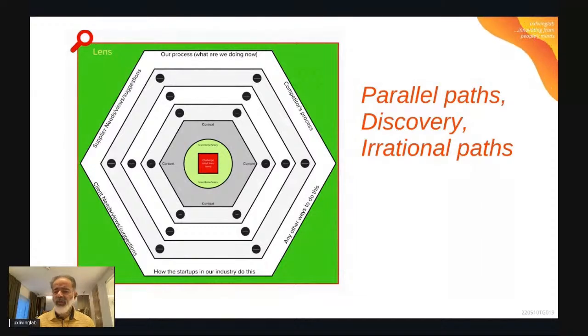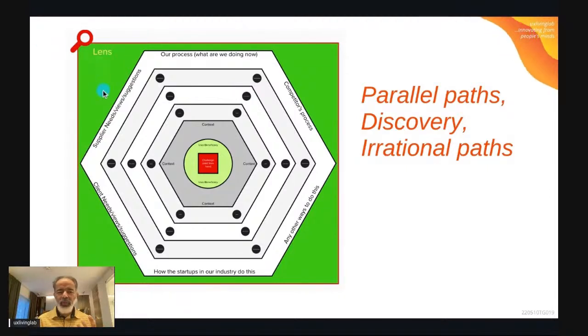Then in walkthroughs, I already said there's a parallel path, discoveries, and irrational paths. So actually, this is very beautiful. It looks a little bit complicated, but it's not a complicated model. It's a very detailed model. We call it a lens. What is the purpose of the lens? It's to expand, magnify the information.